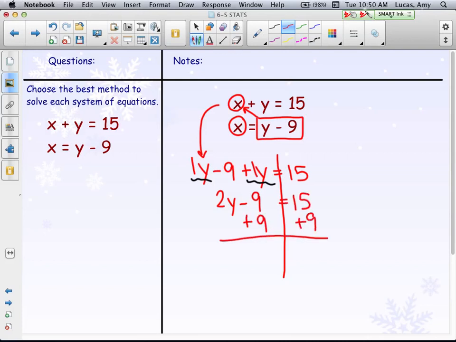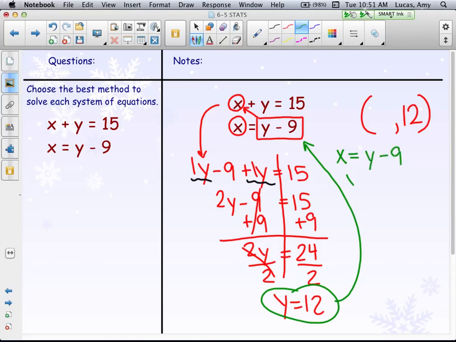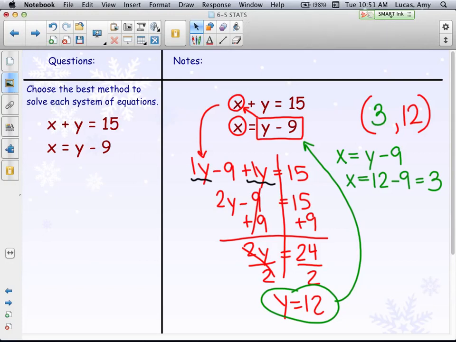Add 9 on both sides. 2y equals 24. Divide by 2. And y equals 12. So my y coordinate is 12. Now I'm going to take that y equals 12, and I am going to use the bottom equation. X equals y minus 9, but y is 12, so 12 minus 9 equals 3. So my solution to my system is 3, 12.